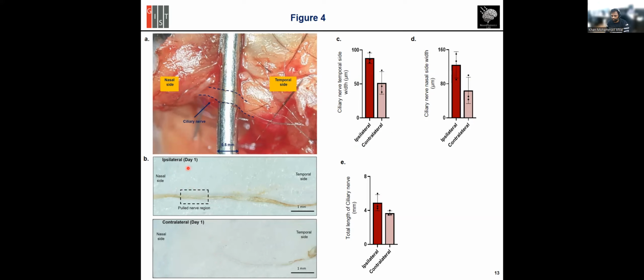So I found an elongated and thickened ciliary nerve on the ipsilateral side as compared to the contralateral side. The ipsilateral side has increased temporal and nasal width. And the total length of the ciliary nerve for the ipsilateral side is also increased as compared to the contralateral side. So we conclude that the pulled nerve model has a thickened and elongated size as compared to the contralateral part, which is unpulled.